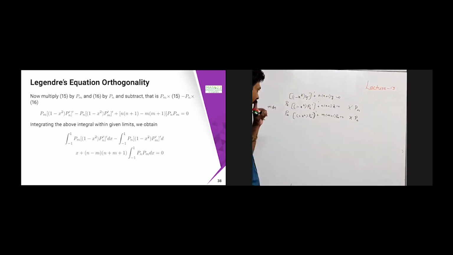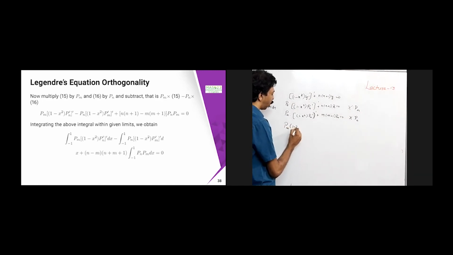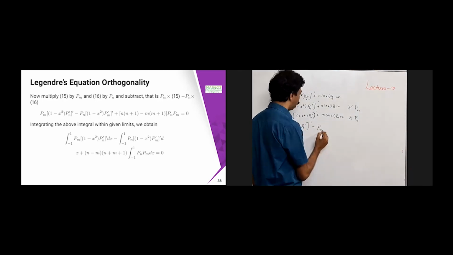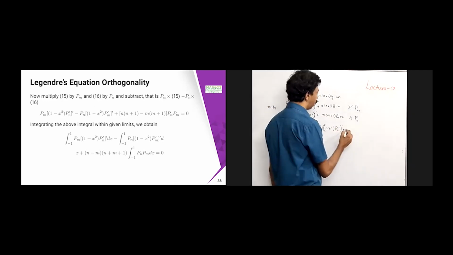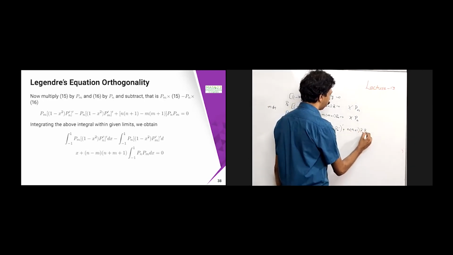What are you going to get? You are going to get something like Pm into (1 minus x squared) Pn dash the whole dash, minus Pn into (1 minus x squared) into Pm dash the whole dash, plus n into (n plus 1) into Pn Pm, minus m into (m plus 1) into Pn Pm equals 0.